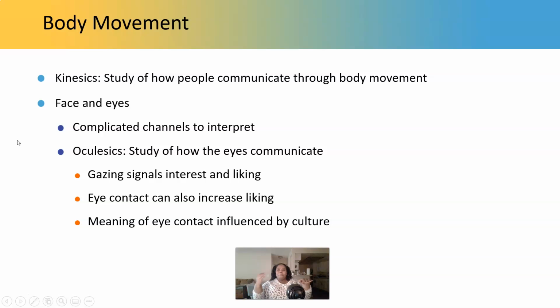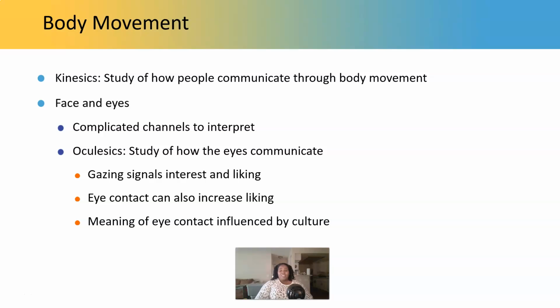Next, we have body movement. The study of body movement in nonverbal communication is called kinesics, and it covers the way we act, our mannerisms. People study that to see the underlying meanings of our body movements. One subset of this is oculesics. It's the study of eye contact and how we use eyes to communicate.